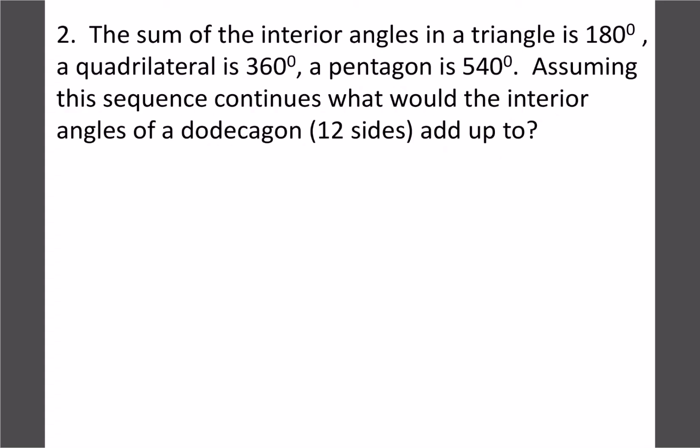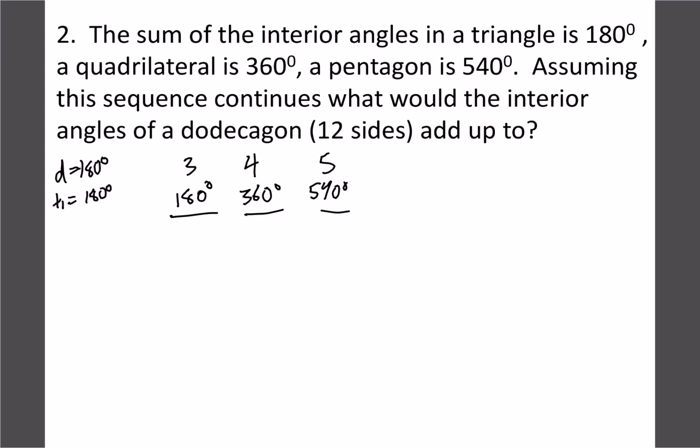Okay, here's another one. So it says the sum of interior angles in a triangle is 180 degrees. So a 3-sided shape is 180. A quadrilateral, so a 4-sided shape is 360. 5-sided shape is 540. So you can see our pattern basically increases by 180. We just add 180 each time. So in this case we'd have our D is 180. Okay, our term 1 is 180 as well.